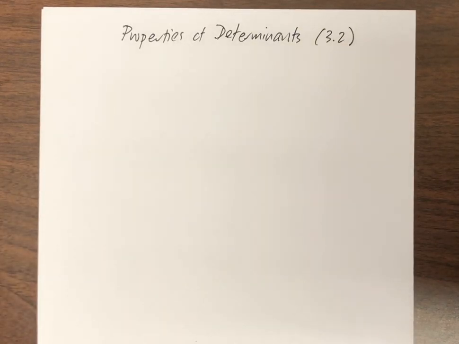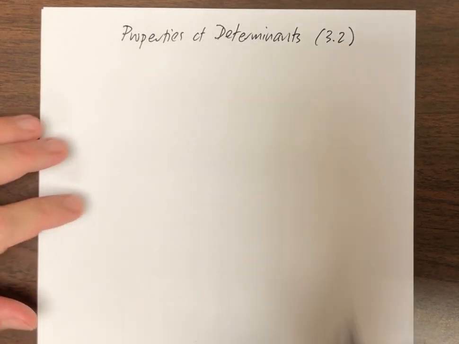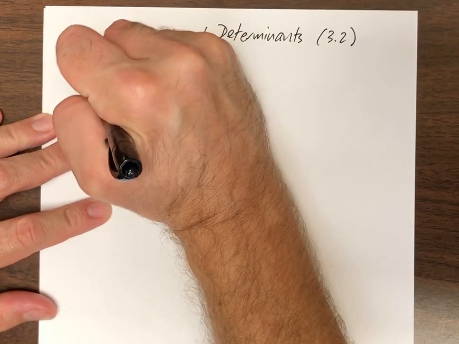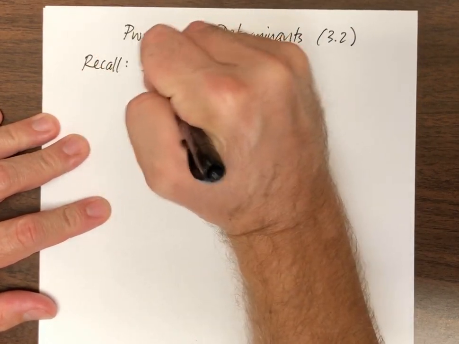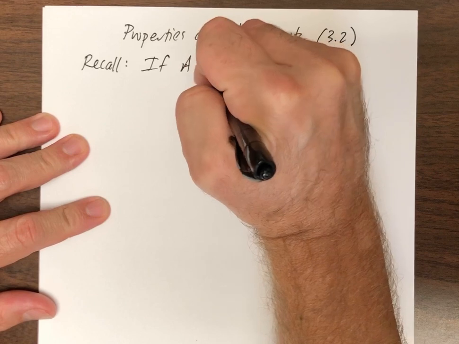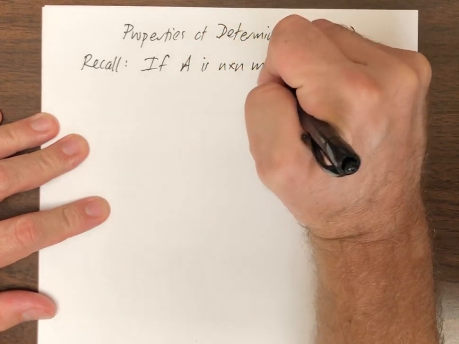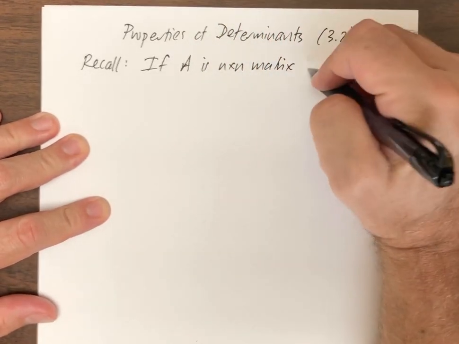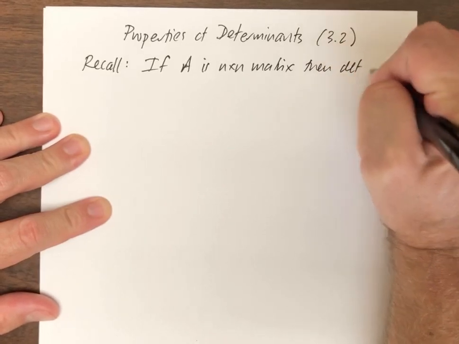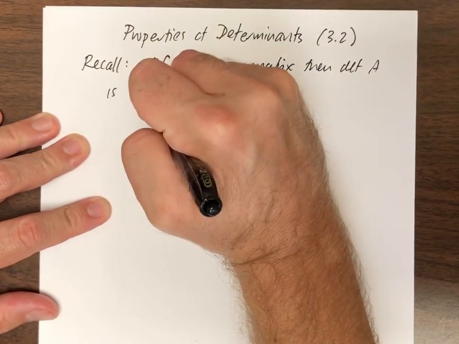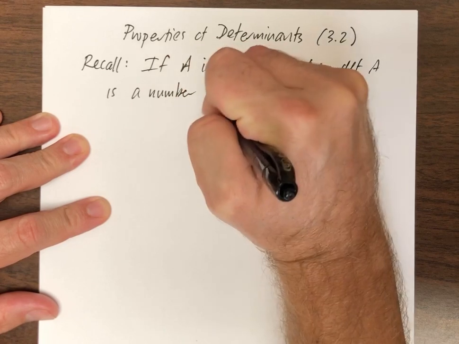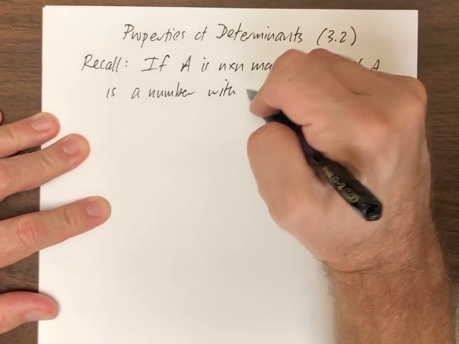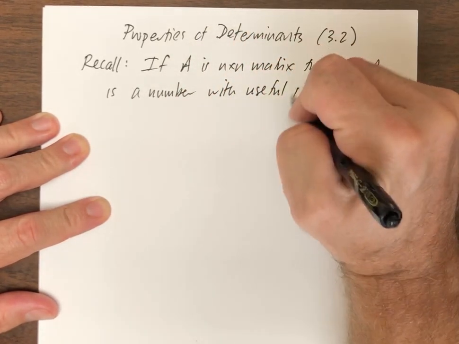Hello folks, today we're talking about properties of determinants. This is material from 3.2. So I just want to recall the setting here. If, let's say, A is an n by n matrix, a square matrix, then we have this thing called the determinant, det A. This is a number, let's say with useful properties.